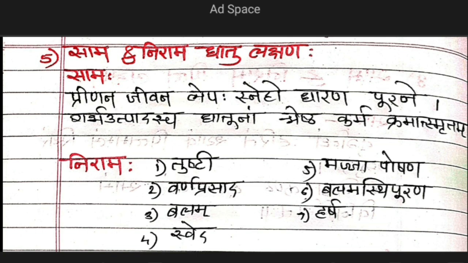And what are the Nirama Lakshanas then? Tushti, which means pleasure. Varna Prasada, which means graciousness of color. Balam, which means strength. Sweda, which is sweat. Majja Poshana, which is nourishment of bone marrow. Bala Asthi Puranam, which is strength and filling the bones. And Harsha, which is happiness.